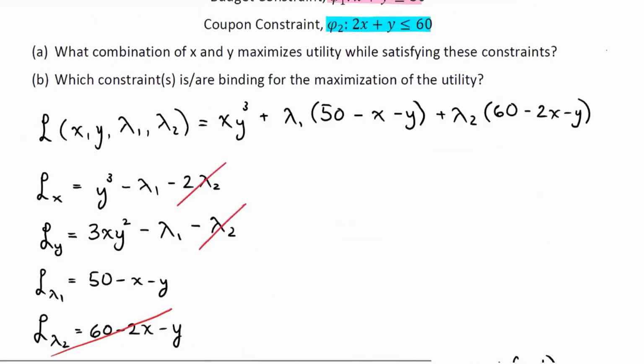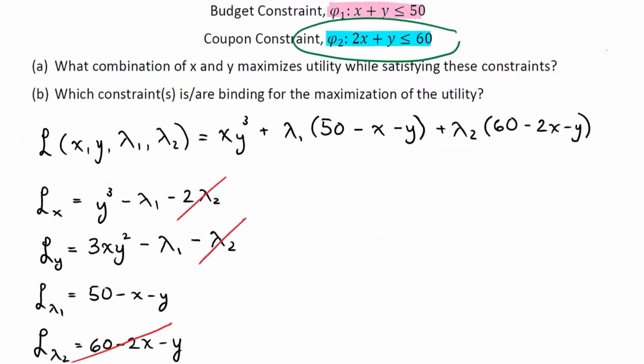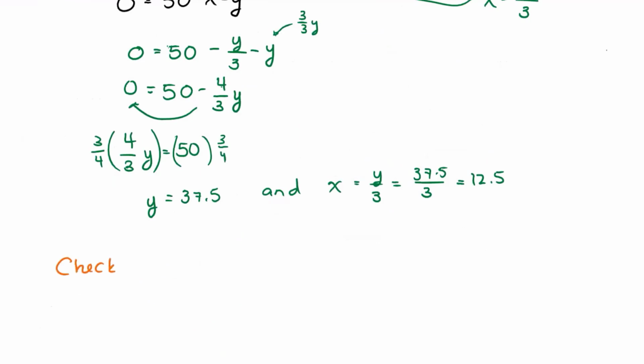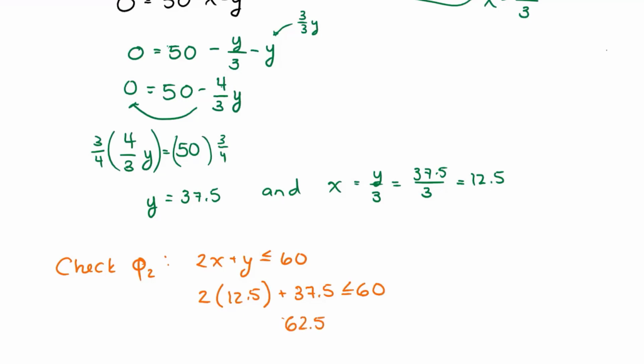So what I'm going to do is grab my constraint 2: 2x plus y is less than or equal to 60. Check constraint 2. And I'm going to sub in these x and y values. So this should be 2 times 12.5 plus y, which is 37.5, is less than or equal to 60. And this gives me 62.5, which is not less than 60. So constraint 2 is not satisfied. So what do I do next?